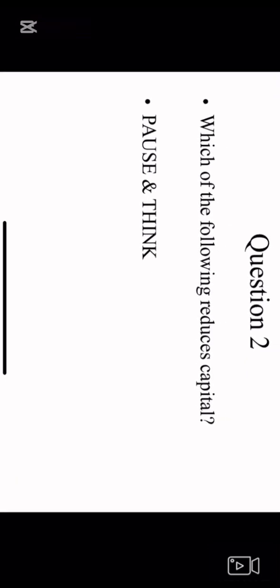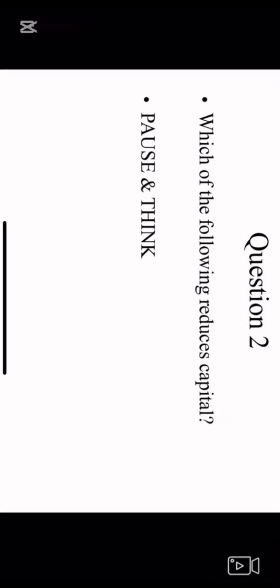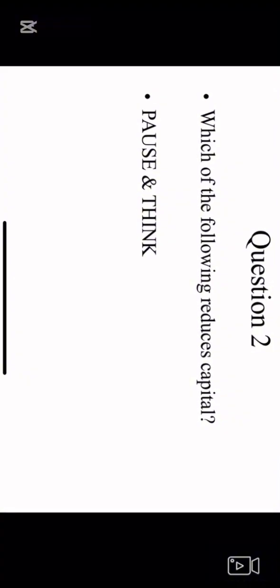Question 2. Which of the following reduces capital? The correct answer is drawings. Drawings reduces capital. Drawings is when the owner takes away money from the business for his personal use.